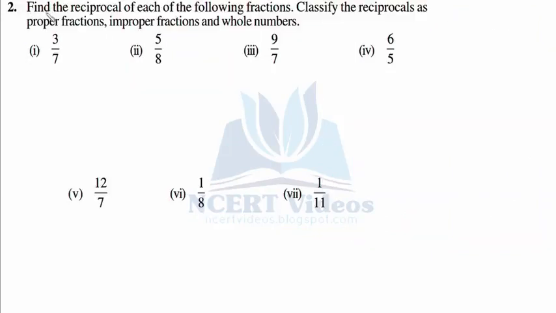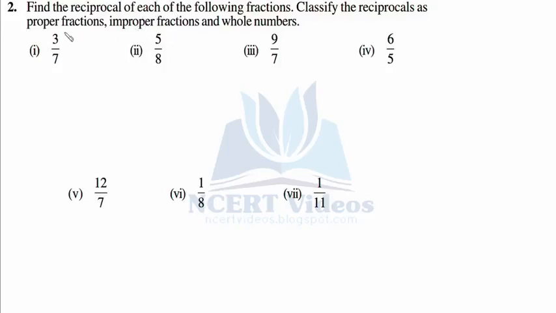Second, find the reciprocal of each of the following fractions. Classify the reciprocals as proper fractions, improper fractions, and whole numbers. So you have to classify the fractions as whether they are proper, improper, or whole. Proper is something that has numerator less than denominator. Improper is numerator higher than denominator. Whole is a complete number, no fractions at all.